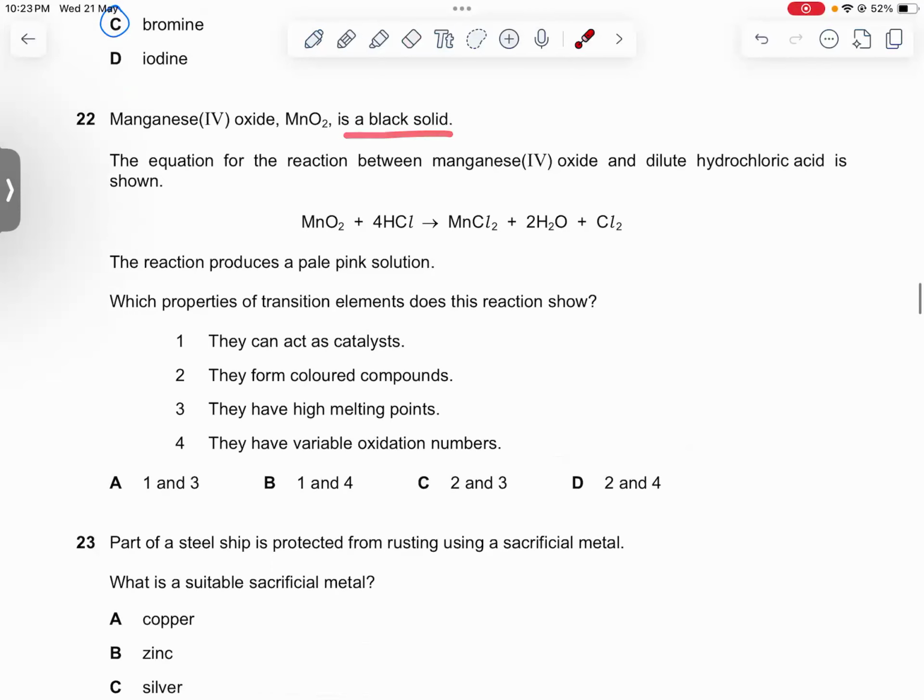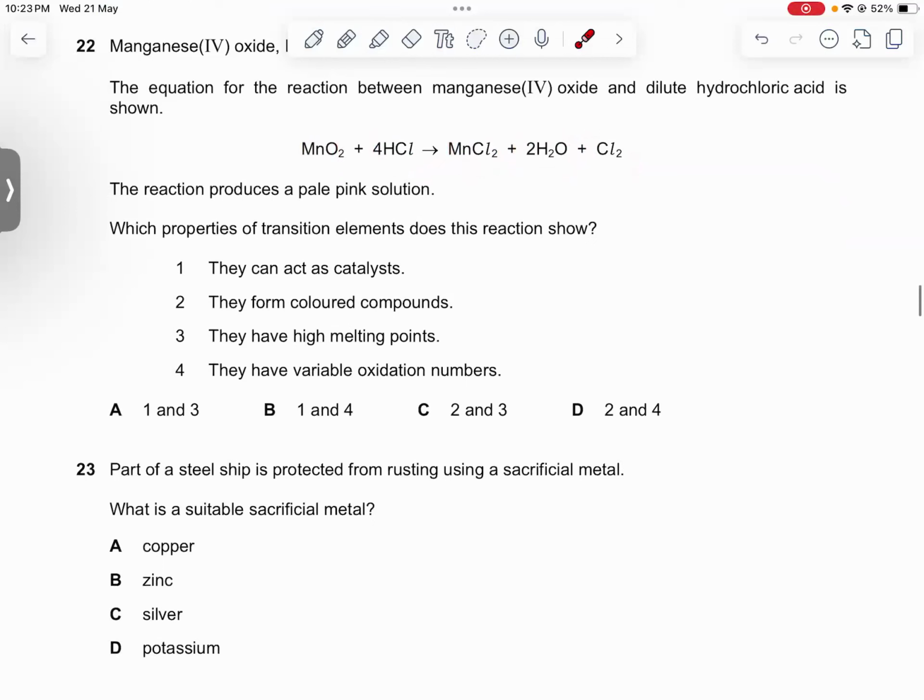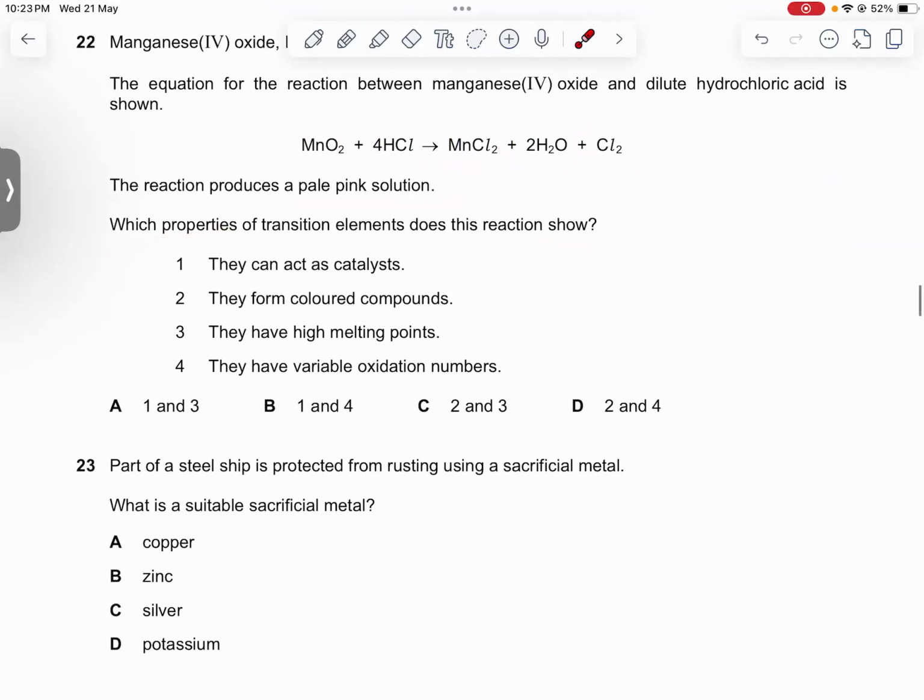Next question. Manganese 4 oxide, MnO2, is a black solid. The equation for the reaction between manganese 4 oxide and dilute hydrochloric acid is shown. MnO2 + 4HCl gives MnCl2 + H2O + Cl2. The reaction produces a pale pink solution. Which properties of transition elements does this reaction show? They can act as catalysts.